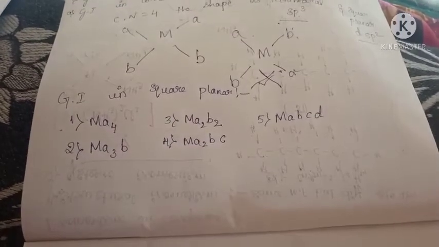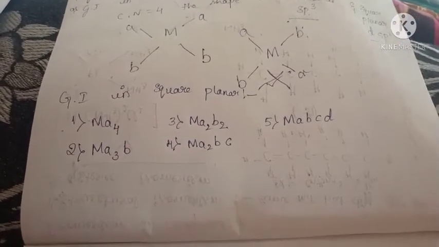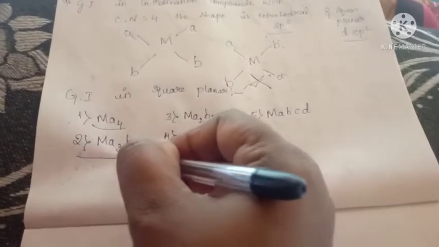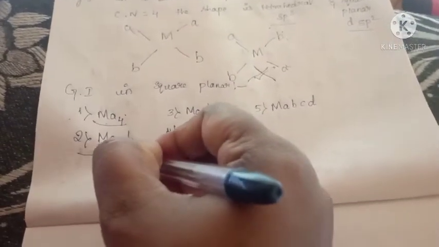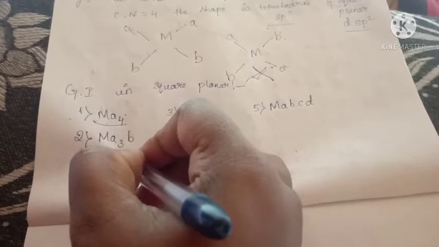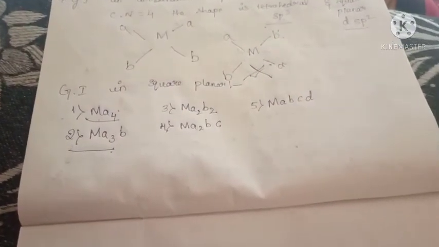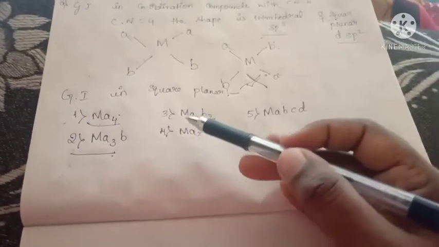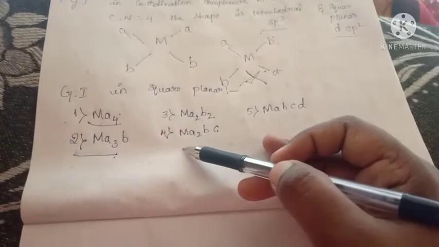There are 5 types. In that, you have to see the first and second ones, MA4 and MA3B, there will be a rule. 2 rules are there. At least 2 groups should be different. It means 2 different ligands should be present in the square planar complex, bonded with the metal.